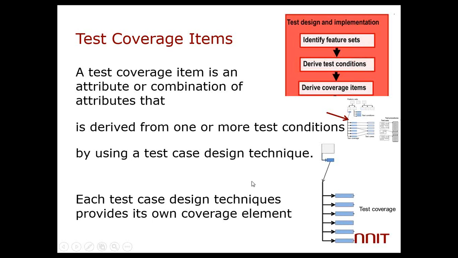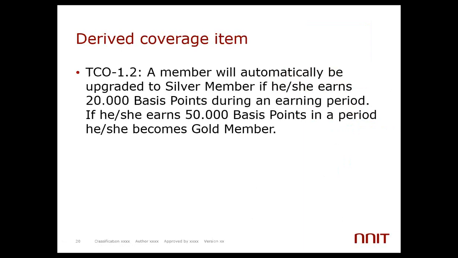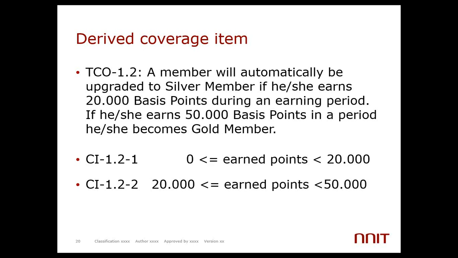So what do we do in this example here? Well, back to test condition number two, the member will automatically, etc. How many test elements do you think we can derive from this? Or have I lost you completely? Good. So these are the ones that I have derived from this.